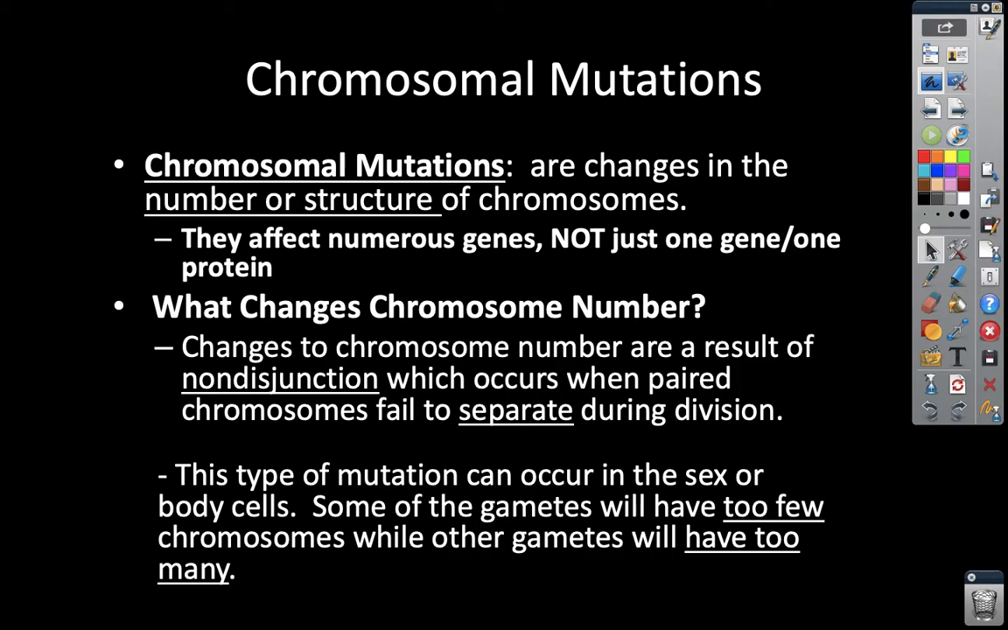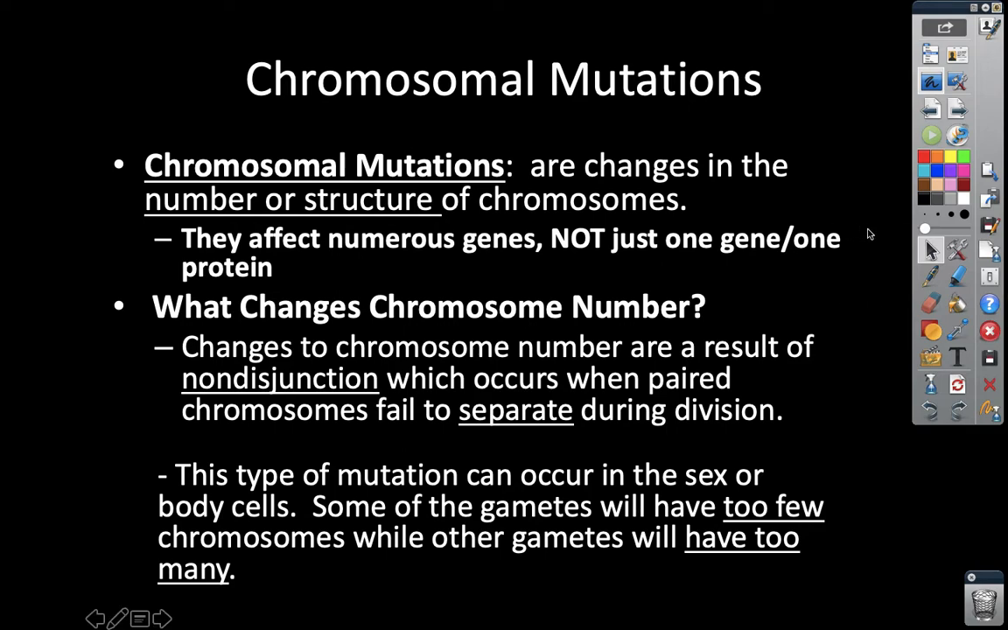If it happens during mitosis, then the mutation will be passed on to body cells. If this happens in meiosis, which is the most common scenario, it's going to be passed on to the offspring because it's going to produce gametes or sex cells like sperm and egg that have the wrong number of chromosomes. So if non-disjunction occurs during meiosis, some of the sex cells or gametes will have too few chromosomes and others will have too many chromosomes. And should those sperm or egg be fertilized, then you're going to end up having an individual with the wrong number of chromosomes.